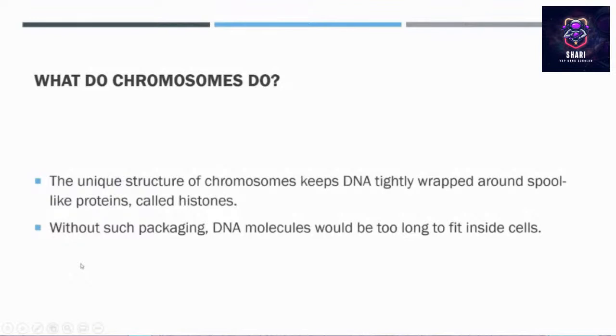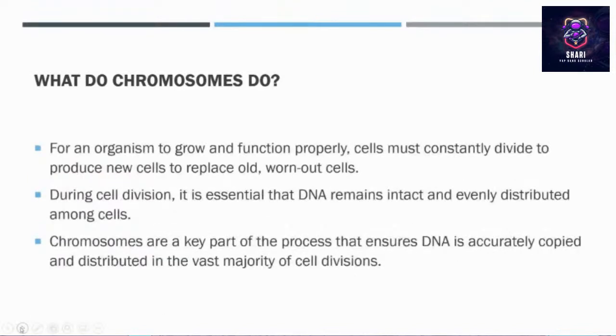The unique structure of chromosomes keeps DNA tightly wrapped around spool like proteins called histones. Without such packaging, DNA molecules would be too long to fit inside cells. For an organism to grow and function properly, cells must constantly divide to produce new cells to replace old, worn out cells. So during cell division, it is essential that DNA remains intact and evenly distributed among cells. Chromosomes are a key part of the process that ensures DNA is accurately copied and distributed in the vast majority of cell divisions.